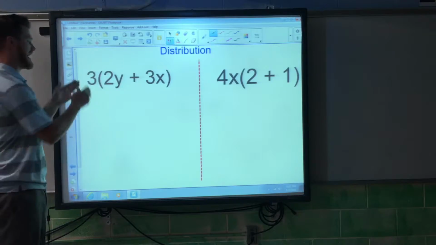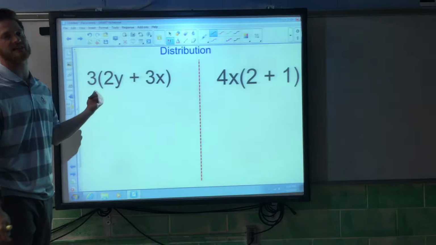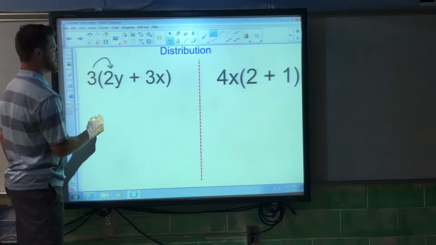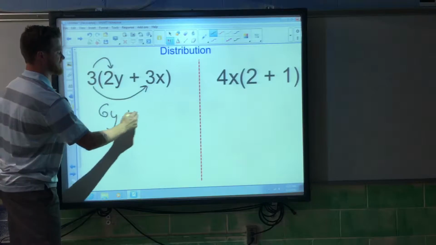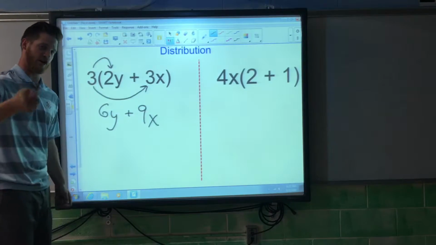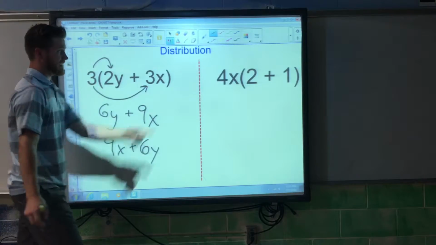Distribution again. Our outside number is 3, so I'm multiplying everything inside the set of parentheses by the number on the outside, which is 3. 3 times 2y gives me 6y. 3 times 3x gives me 9x. Another way to write it, 9x plus 6y.